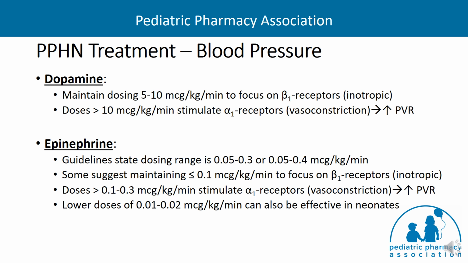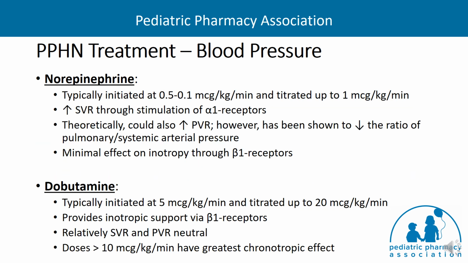Similar to dopamine, epinephrine at low to moderate doses predominantly focuses on the stimulation of beta-1 receptors, which again leads to cardiac stimulation and increased cardiac output. This may be especially beneficial for a newborn with depressed myocardial function. And again, like dopamine, as you get doses in the higher range, not only do you increase SVR, but you may actually worsen pulmonary hypertension by increasing pulmonary vascular resistance. Recent data notably demonstrates that very, very low doses of even 0.01 to 0.02 in neonates can be effective as well.